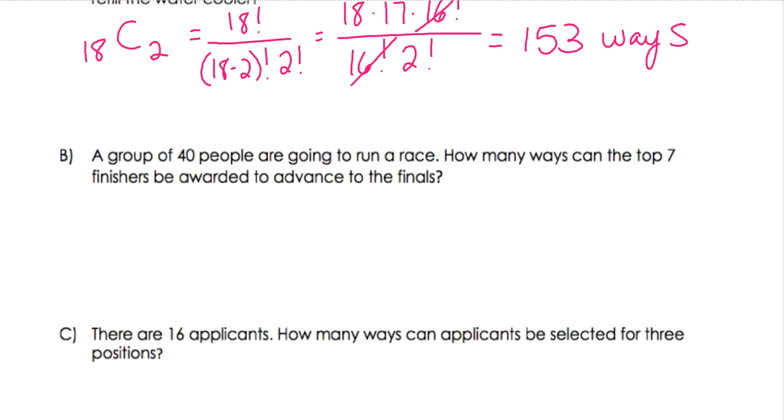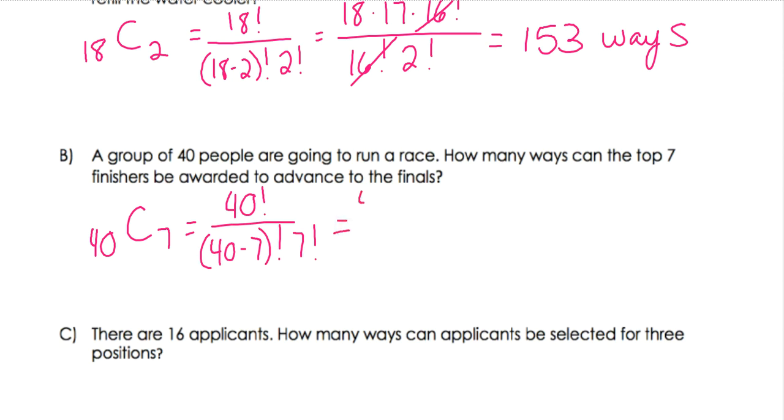This time we have a group of 40 people, so that's our total, who are going to go run a race. We want to know how many ways can the top 7 finishers be awarded. So we are choosing 7 top finishers to give prizes to, or to advance to the finals. All right, so when we set up our combination, we've got 40 factorial over 40 minus 7 factorial times 7 factorial.